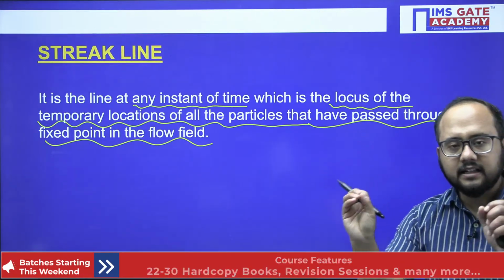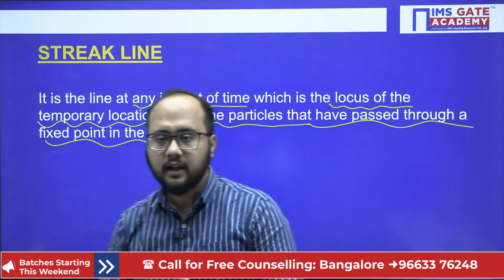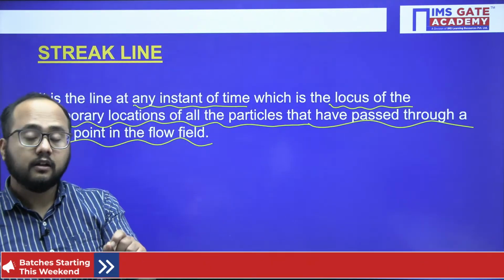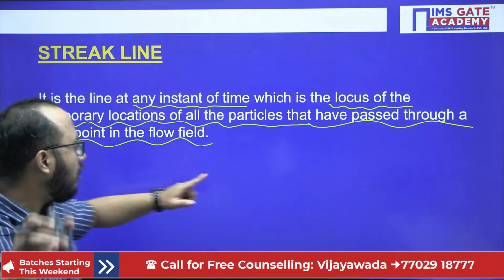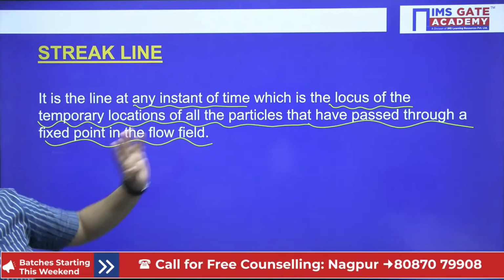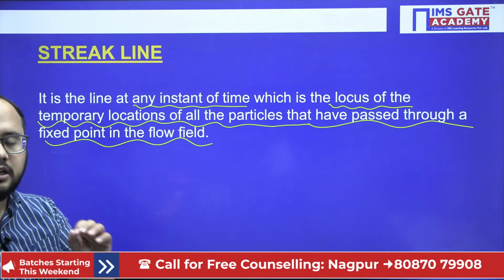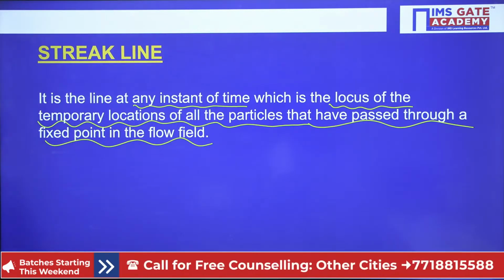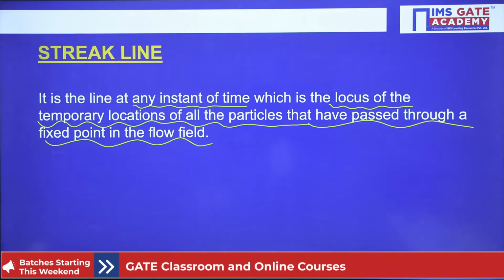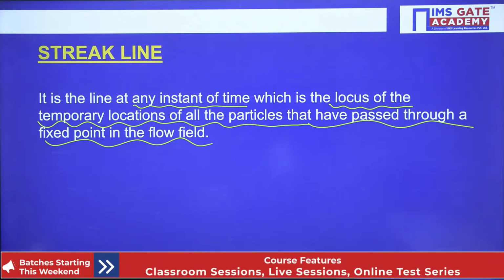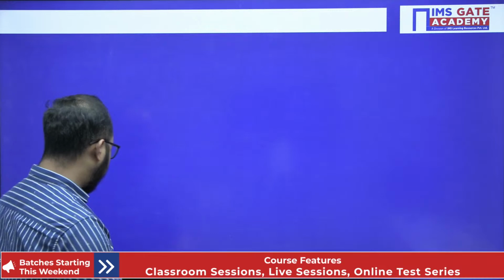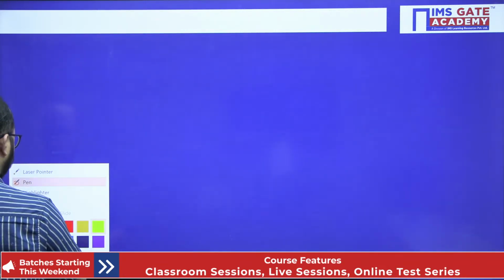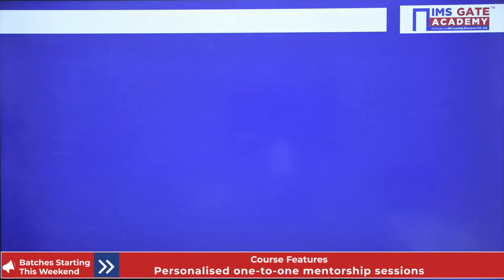So at any particular time, it is the locus. Locus of what? Locus of all the temporary locations of the particles which have passed through a fixed point in the flow field. Now first of all tell me, is the definition clear? Yes or no? Please tell me. No, the definition is not clear.